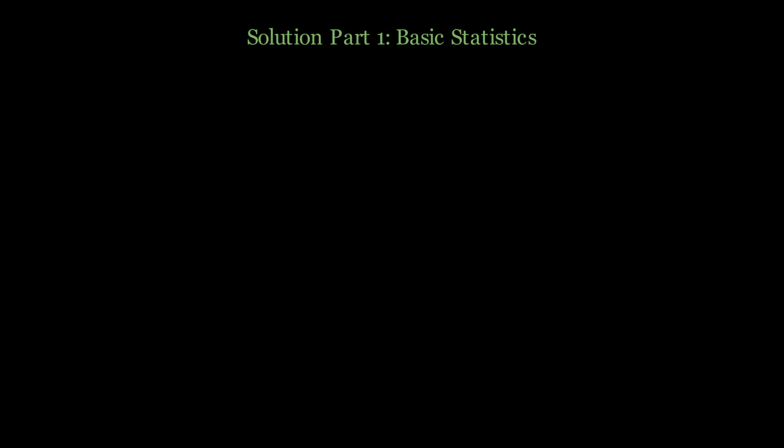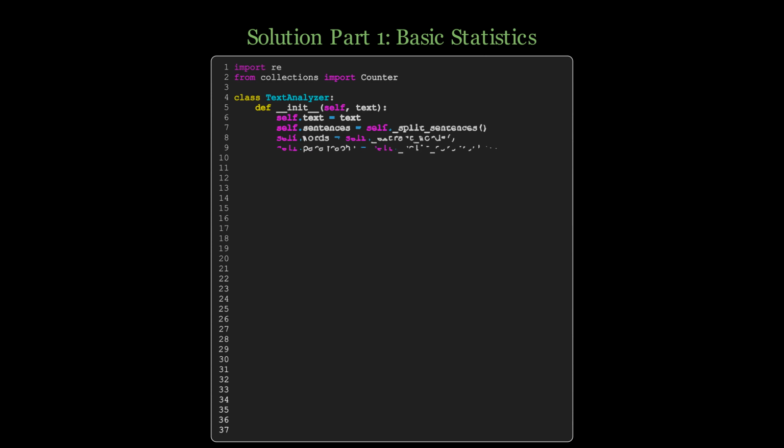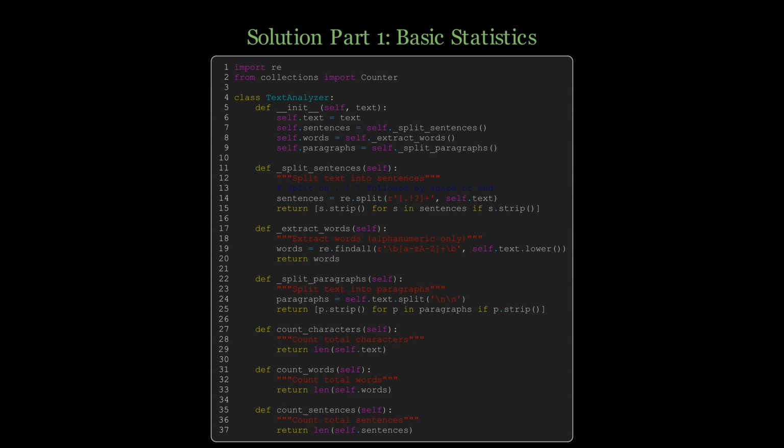Let's implement the basic text statistics with proper text processing. The text analyzer initializes by processing text into sentences, words, and paragraphs. Split sentences uses regex to split on punctuation. Extract words finds alphanumeric words, converting to lowercase for consistency.